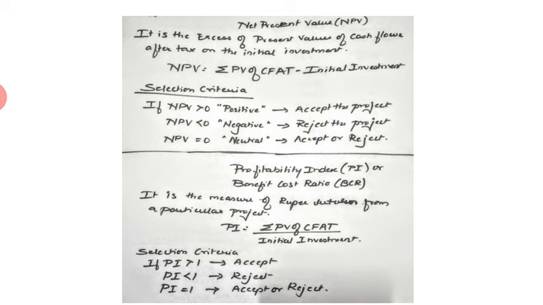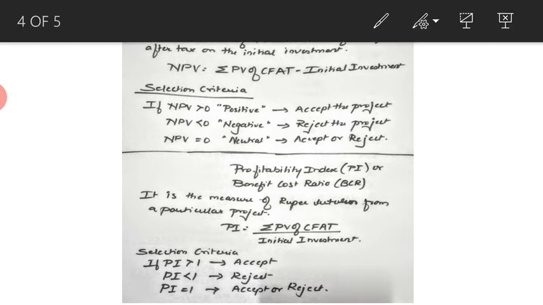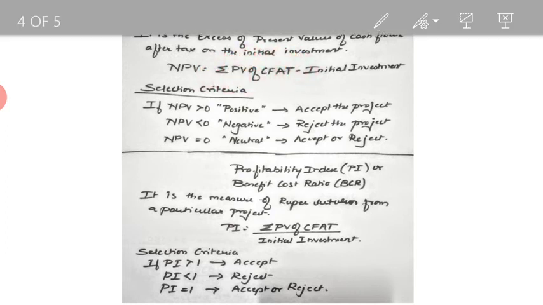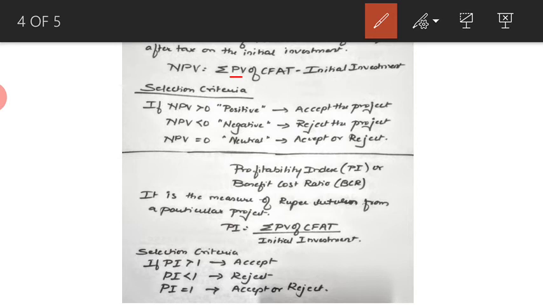The first and the most important method that we use for evaluation of investment decision using discounted method is NPV, that is net present value. Now what is net present value? In simple words, net present value is the excess of present value of cash flows after tax on the initial investment. That means NPV is equal to summation of present value of cash flows after tax. Always understand PV represents present value, CFAT is cash flows after tax.